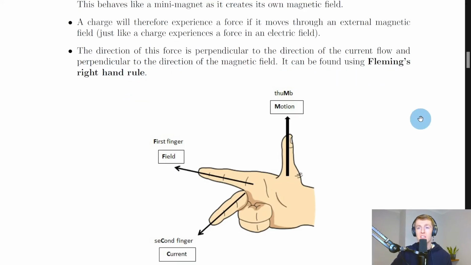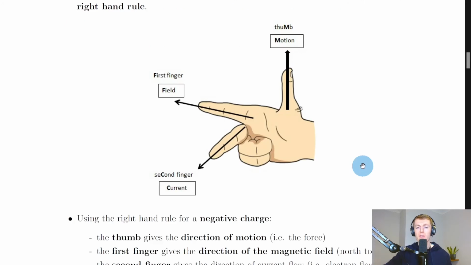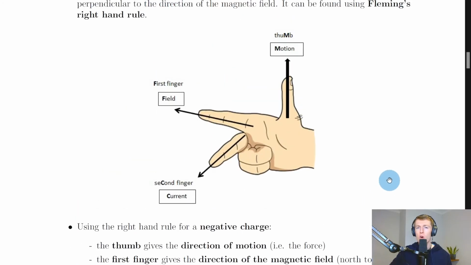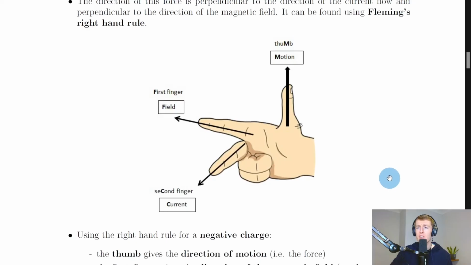You might know this as the physics gangster sign. So here we have our right hand rule where you need to hold your thumb, index finger and middle finger at right angles to each other. So you'll see that the thumb is perpendicular to this first finger, and this first finger is perpendicular to this second finger. And the thumb is also perpendicular to this second finger as well. And we say that using the right hand rule for a negative charge like an electron, the thumb gives the direction of the motion, i.e. the force, which is often what you're asked to find the direction of in questions.